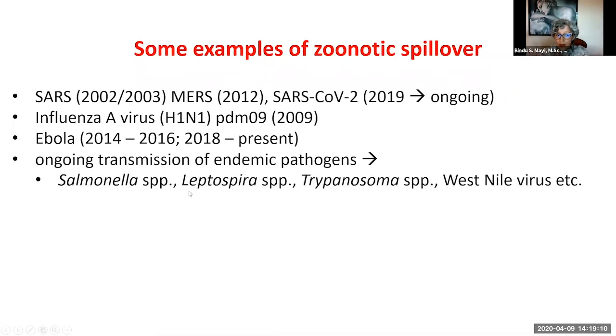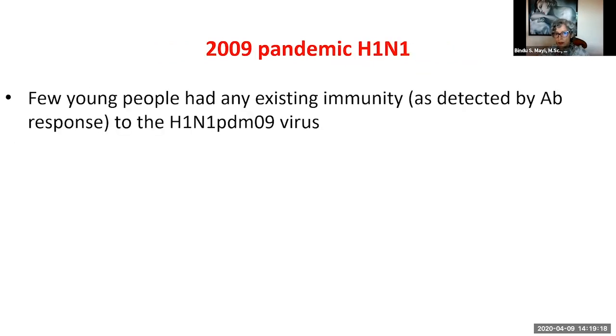In addition, there are other pathogens such as Salmonella, Leptospira, West Nile. We see it every single year just in this country. All of these are examples of zoonotic spillover. I'm going to do a brief comparison and contrast with one of these zoonotic spillover pathogens, which was the 2009 pandemic H1N1, and then we'll end with how exactly the spillover happens for these zoonotic infections.